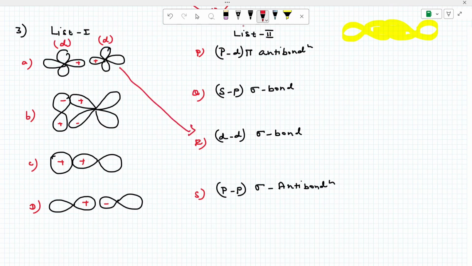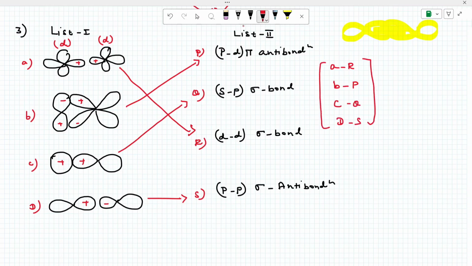In this case, this is d and this is p with opposite sign, so d and p orbital is antibonding. We got the point. Here plus plus, s and p sigma bond. Yes or no? Plus plus, same sign, sigma bond. In this case pp antibonding. So the options are A to R, B to P, C to Q, D to S. Got it? Please note, very important.